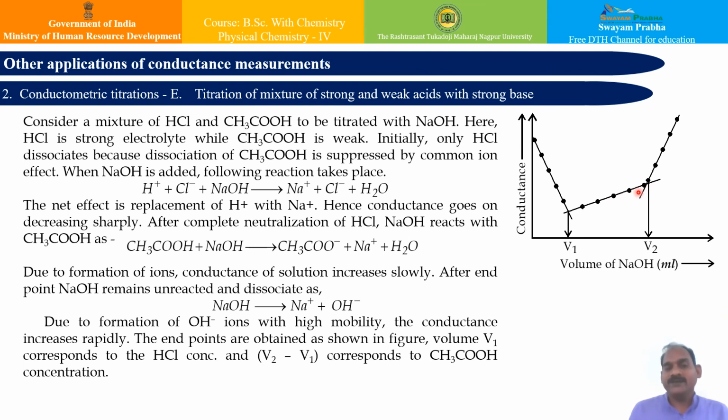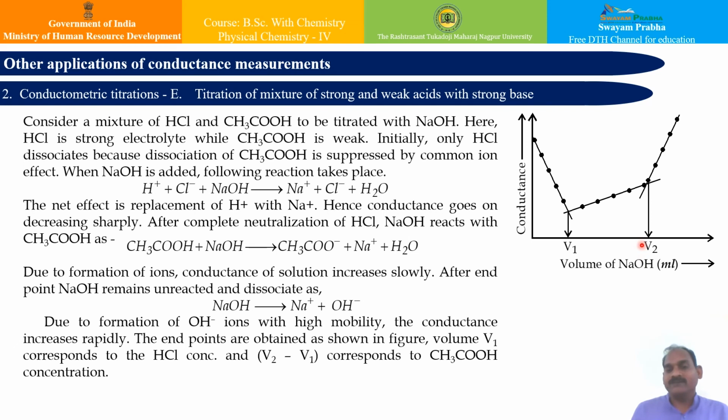After the end point of acetic acid, the NaOH remains unreacted and dissociates as Na+ and OH-, and due to the formation of hydroxide ions with high mobility, the conductance increases very rapidly. The end points are obtained as shown in this figure. Initially HCl is consumed first, and then acetic acid neutralization starts. The intersection of these two lines will give you the first end point. Then acetic acid is consumed and NaOH remains in the dissociated form, and therefore this intersection will give you the second end point over here.